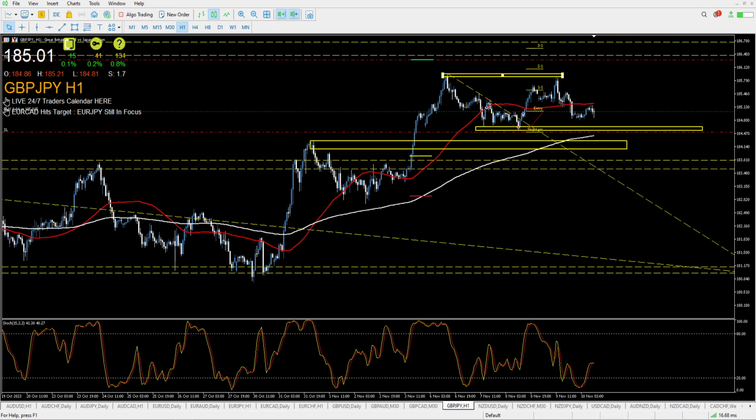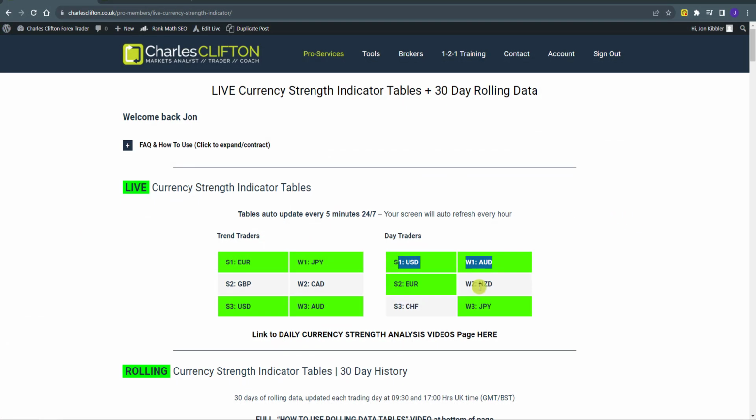Pound has just disappeared from the tables, though. We don't really see it apart from trend traders. We need it to come back to the day traders to give us a little bit more of an influence on that one for a bit of a move higher. But I'm going to hold it as well. We've got yen as a weak currency at the moment. I'm hoping that yen weakness can continue.